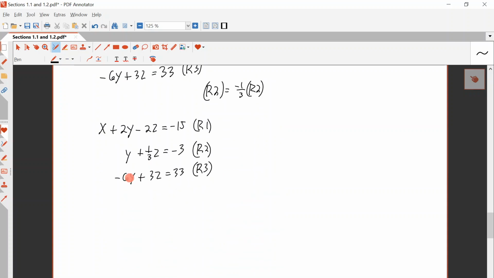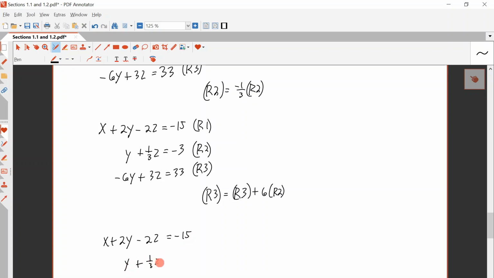Alright, so now I want to eliminate the y here. So what I'm going to do is take a new row 3 equal to the old row 3 plus 6 row 2. So I'm going to eliminate the y from here. You know, the x was already eliminated. Now I'm going to eliminate the y. So our first row is going to stay the same. So notice we keep rewriting all 3 rows.